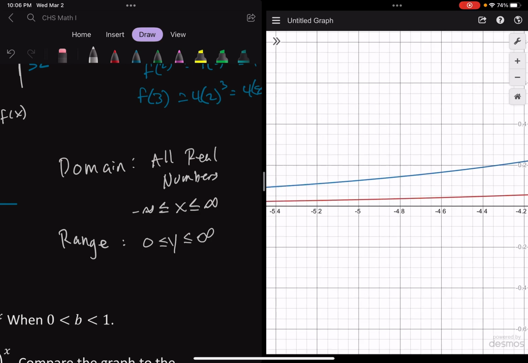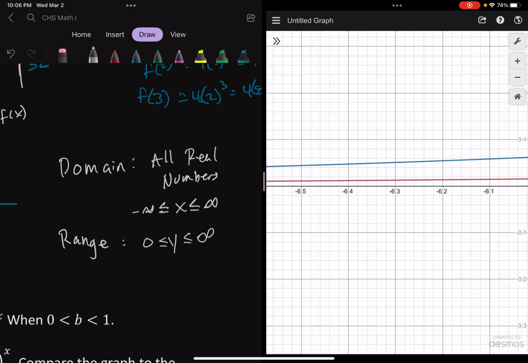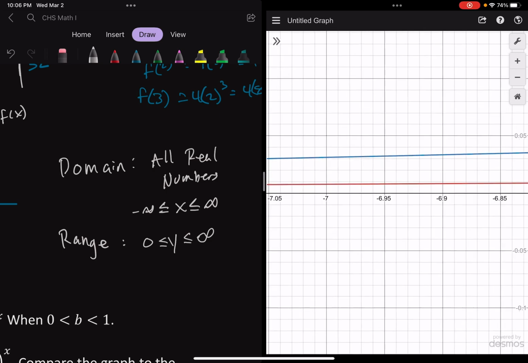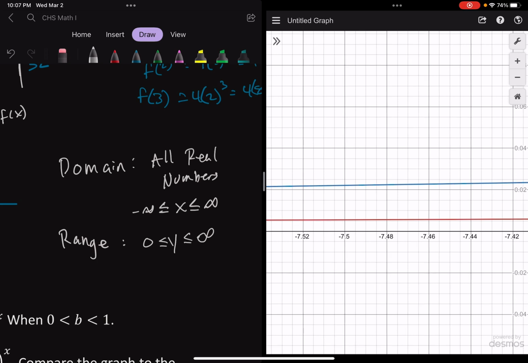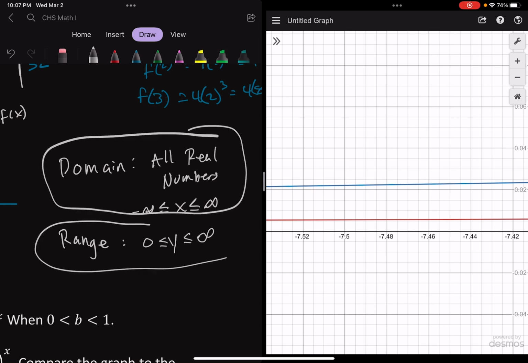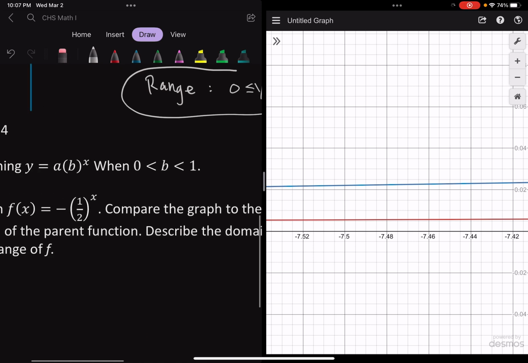This is called an asymptote. It's a little easier to see if I start a little further out. I can keep going. Neither one of these functions is ever going to touch. So here are our two, here's our domain and range. All right, so there's our first two examples.